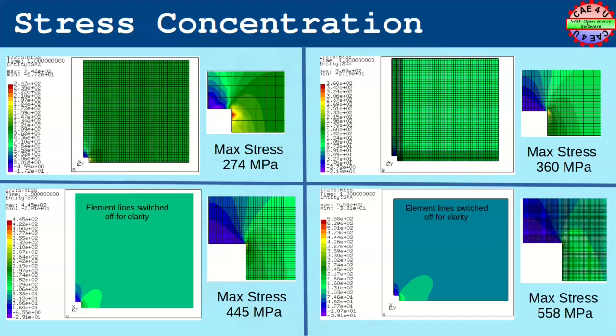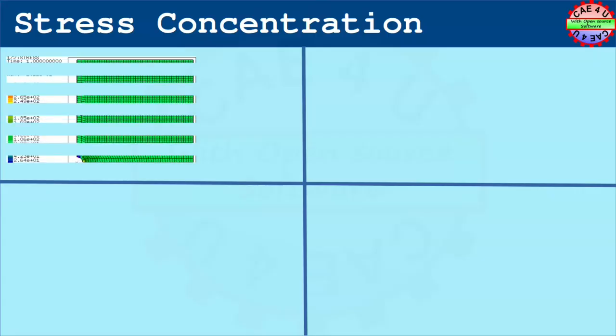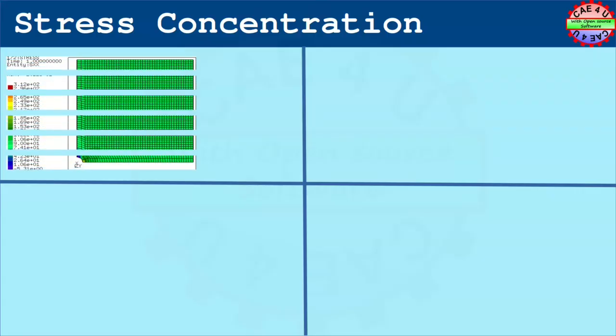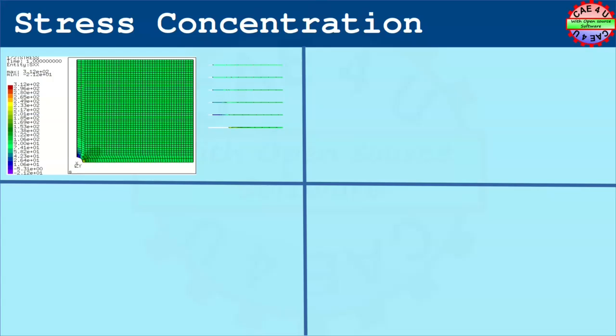Further, it is interesting to observe that the peak stress values keep climbing. Let's look into the stress levels for the circular cutout. We observe that for the coarse mesh the stress is contained within a single element.